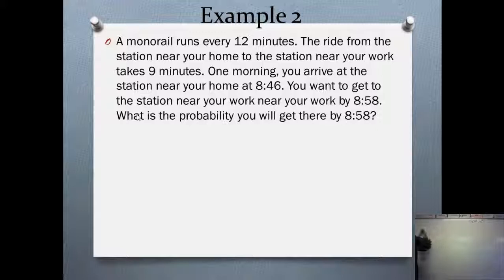Well, one morning, you arrive at the station near your home at 8:46. You want to get to the station near your work by 8:58. What is the probability you will get there by 8:58?